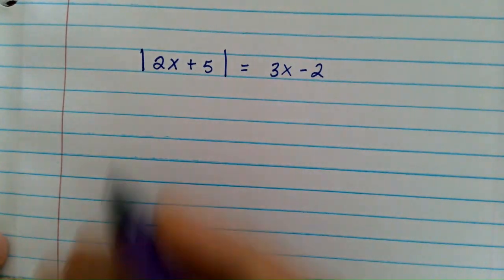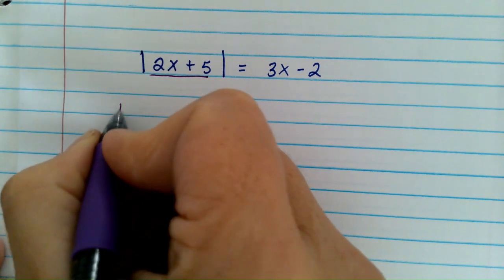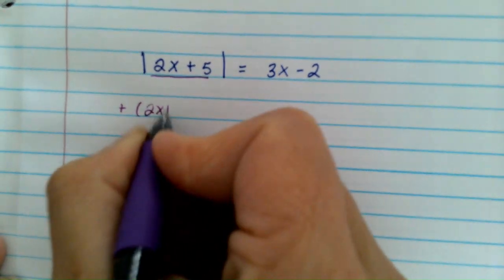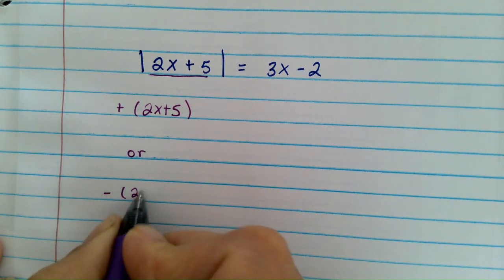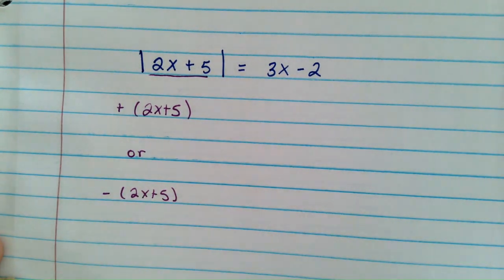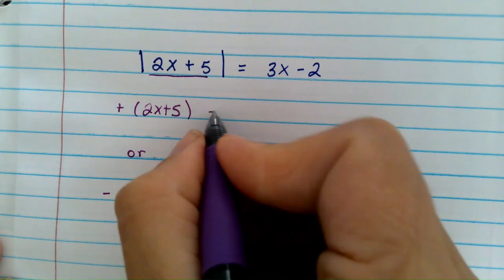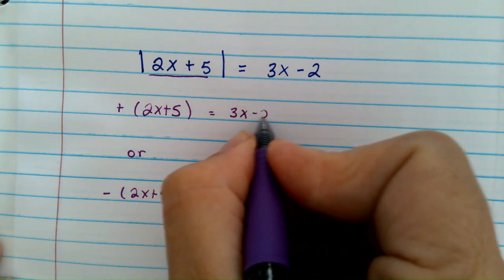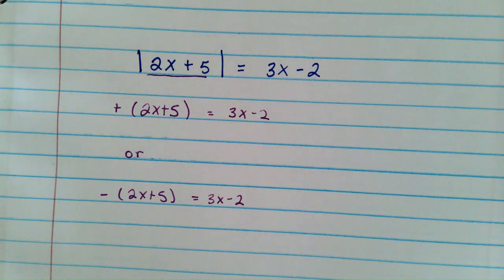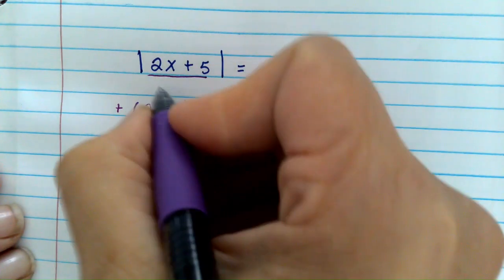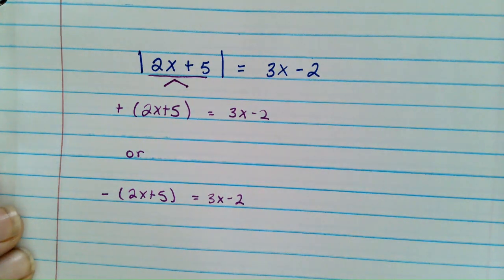Again, absolute values, what's inside could have been positive or negative. So we have to do it as once the positive equaling 3x minus 2, or the negative equaling 3x minus 2. And that's how you drop the absolute values and get rid of them: you have to do it once as a positive and once as a negative. So you have to make two separate equations.